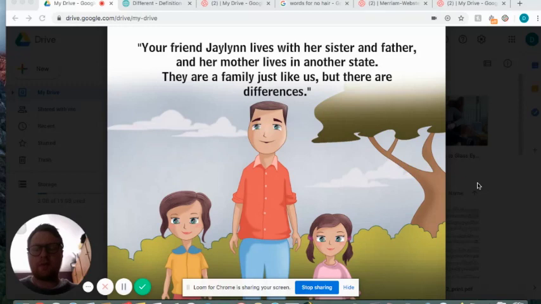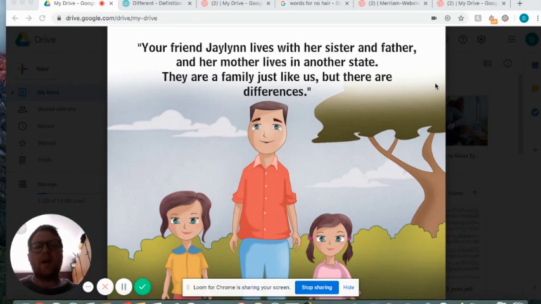On this page, we explore the differences between Sally and Jaylin. Her mother says, your friend Jaylin lives with her sister and father, and her mother lives in another state. They are a family, just like us, but there are differences. Right, I should clarify the word state. State is an area of the country that people live in. So you might know people who live in different areas of the country, whether they be family or friends.